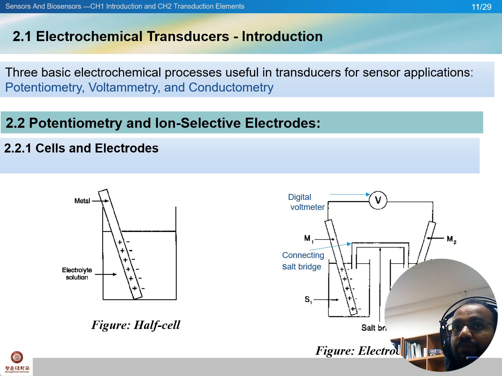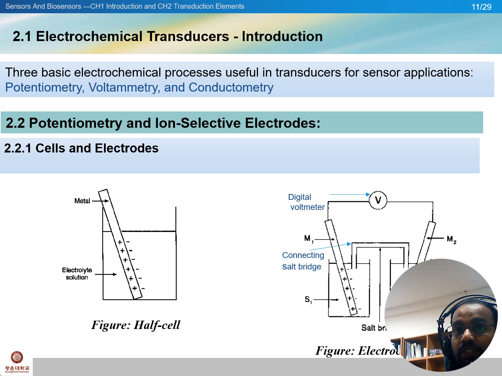Electrochemical transducer. Basically there are three electrochemical processes useful in the transducer for sensor applications. One is potentiometry, voltammetry, and conductometry. Potentiometry and ion selective electrode.